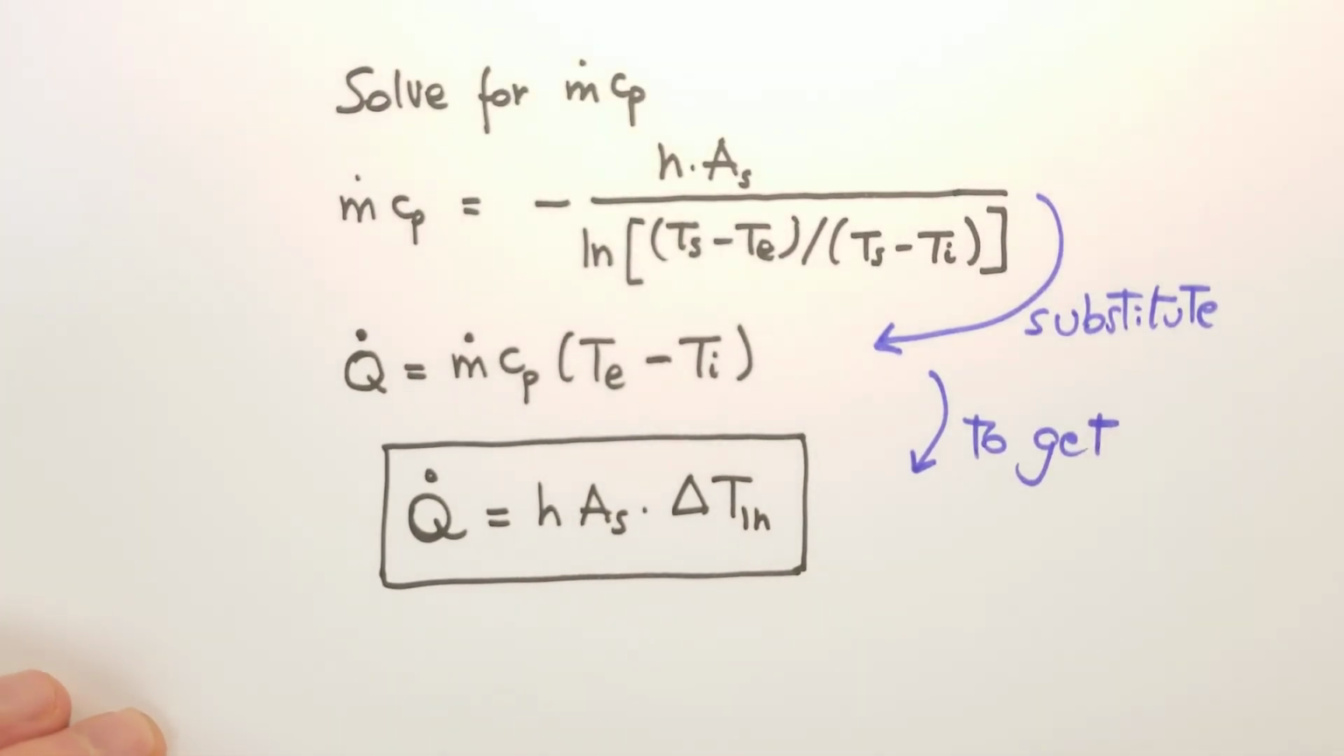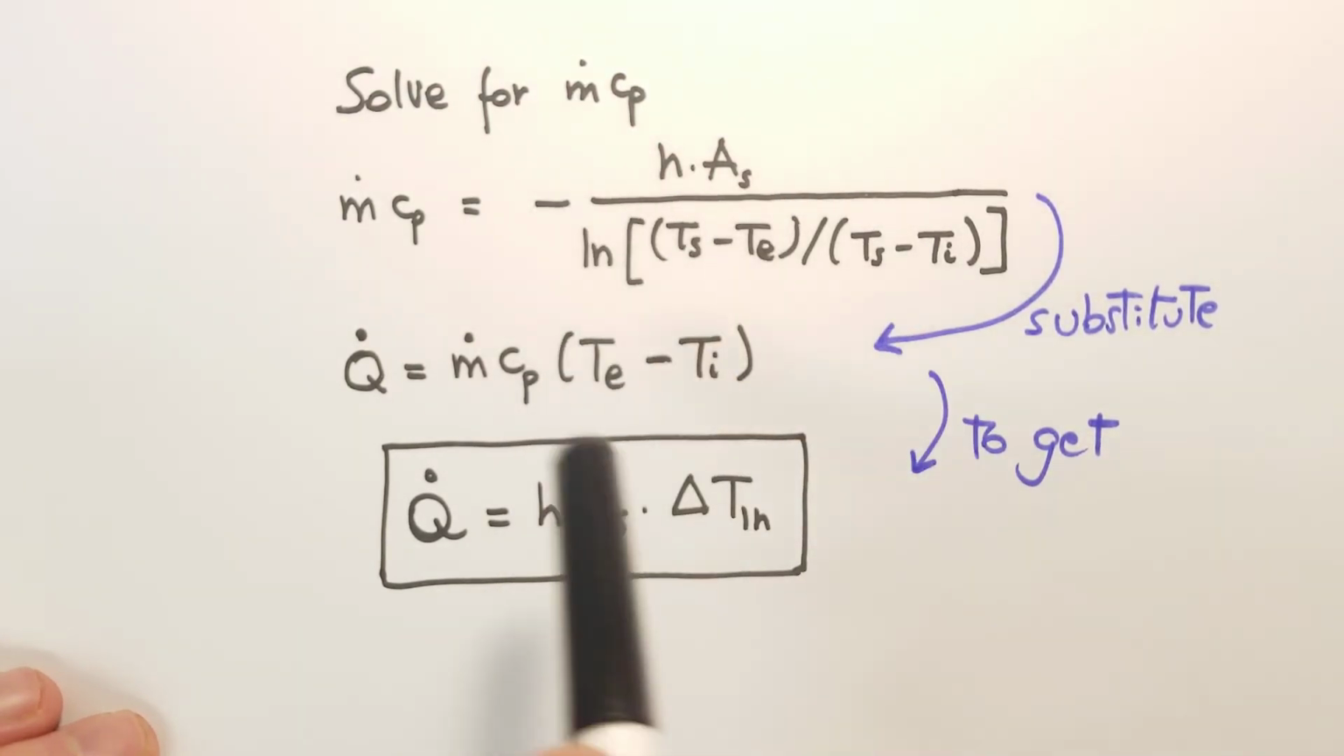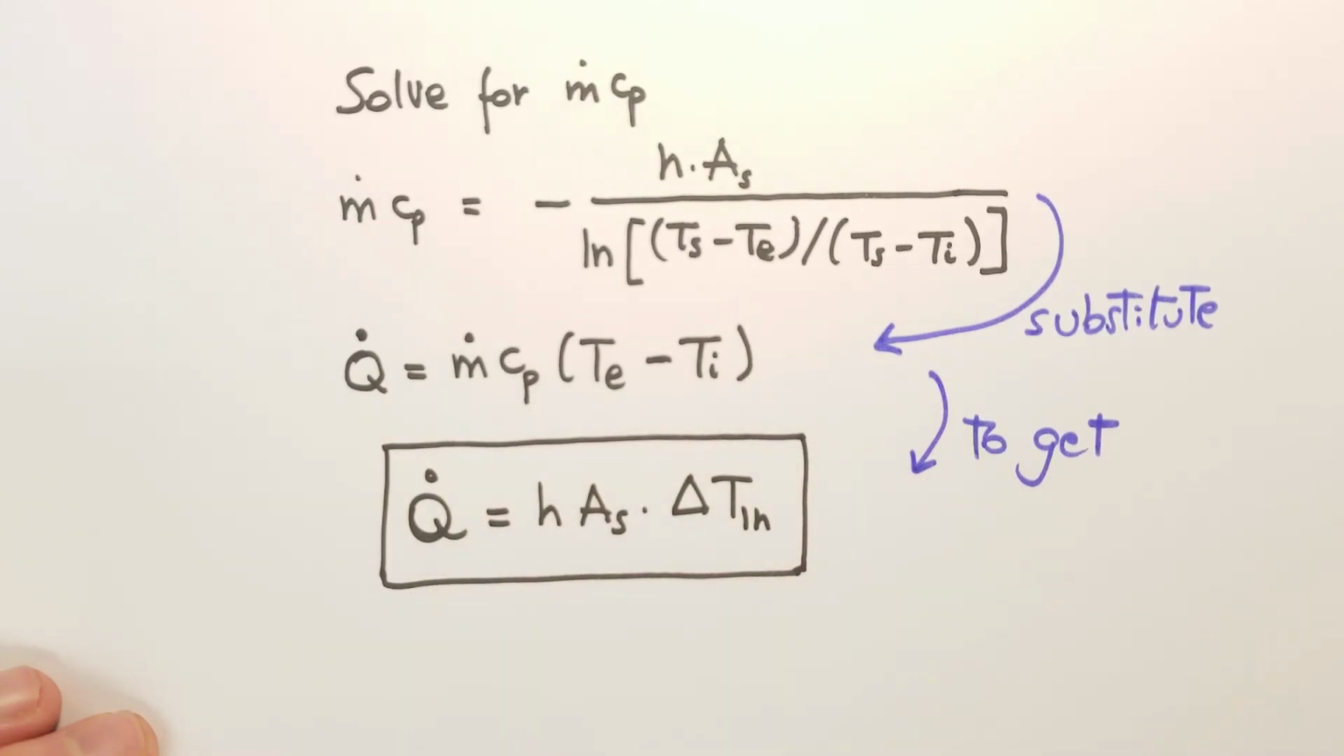We can take that expression and solve for m dot Cp this way. And so we substitute this expression into the definition of Q, and we find that Q dot is equal to Hx times the surface area times a new temperature difference that's a function of Te, Ti, and Ts. So what's this expression here? If you redo the algebra, you find this expression for the temperature difference.